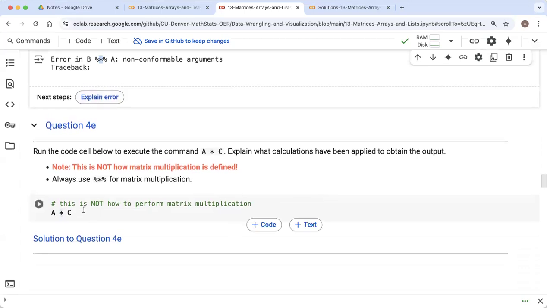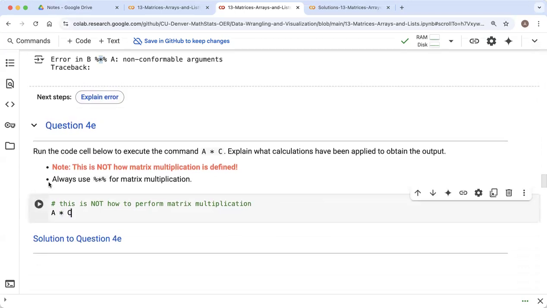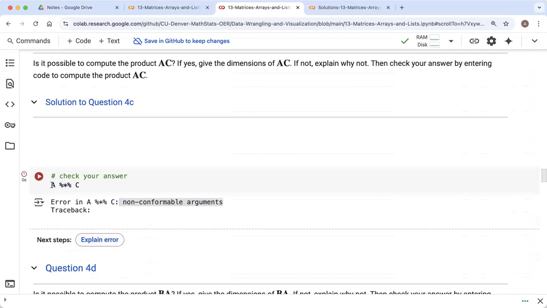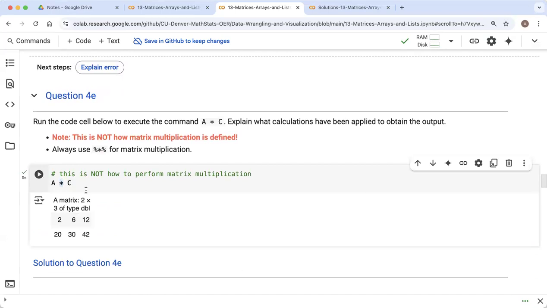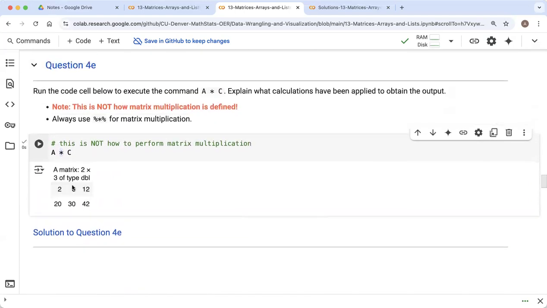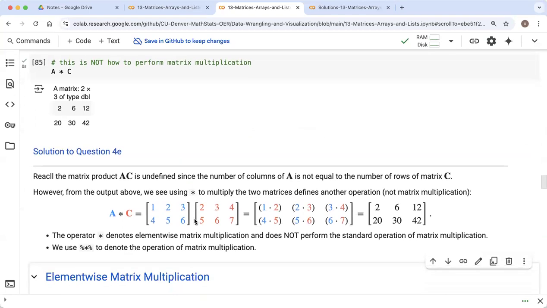If I did try using this, notice that we said over here, the matrix product of A and C wasn't defined because A and C didn't have sizes that lined up. If I replace the percent asterisk percent with just the regular asterisk multiplication operator, I do get output over here. But the question is, how was this output obtained? Let's see what is going on here.